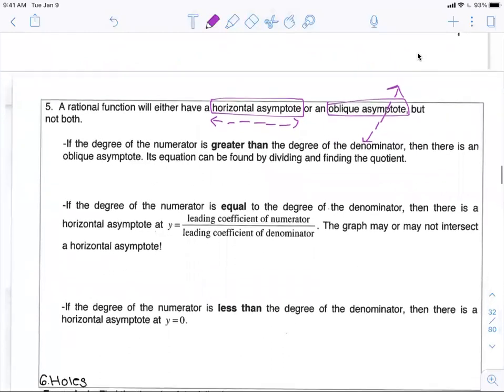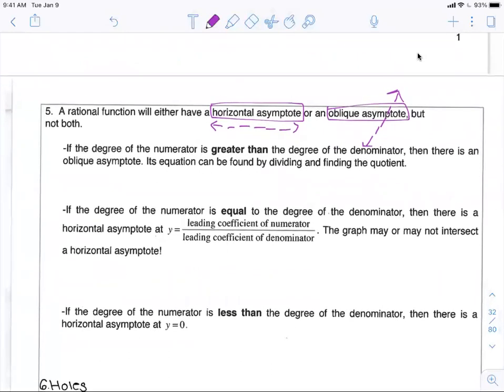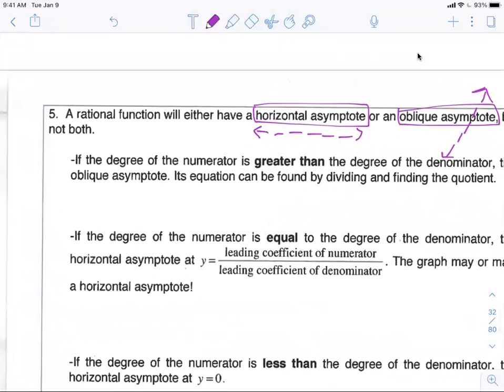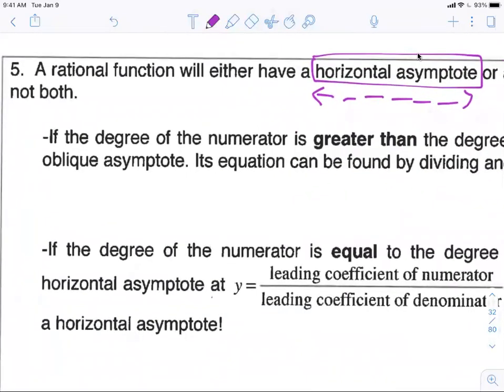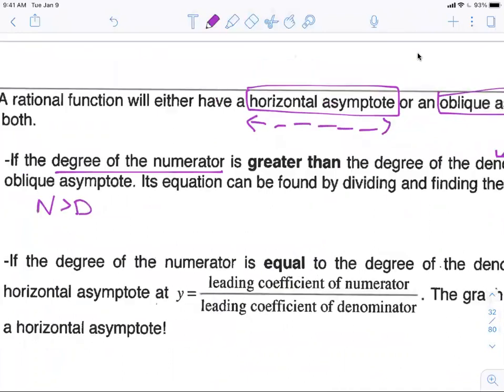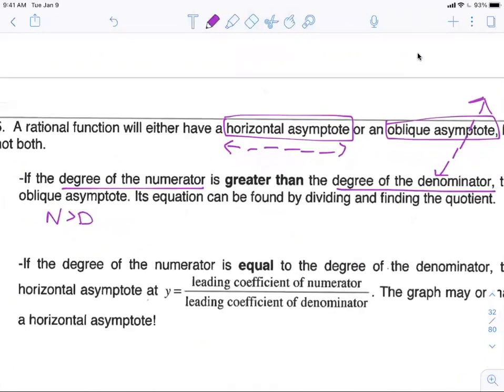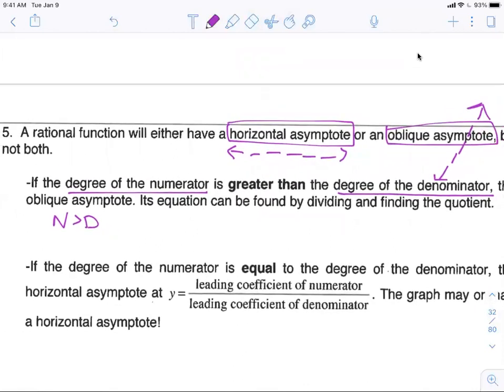So there's 3 different cases for that. So the first case is if the degree of the numerator is greater than the degree of the denominator. And again, we're talking about degree. So the degree is your highest exponent if it's in standard form. When that happens, we're going to be finding it using synthetic division.